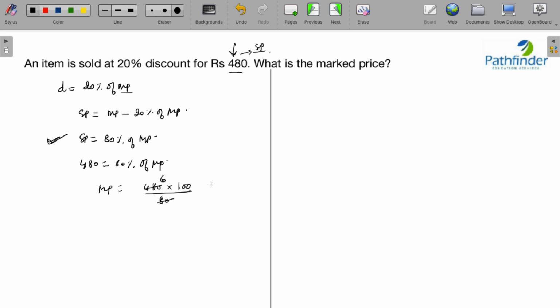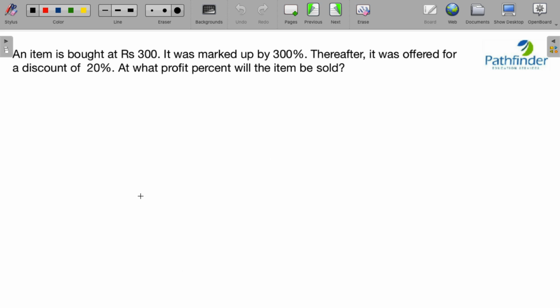multiplied by 100 divided by 80. I can write this 80% as 80 by 100. So this goes 6 times. So the correct answer is 600 rupees. So the other approach is, as soon as you know that there is a 20% discount, you should be able to write down that selling price is 80% of market price. And then you can solve this question in no time.